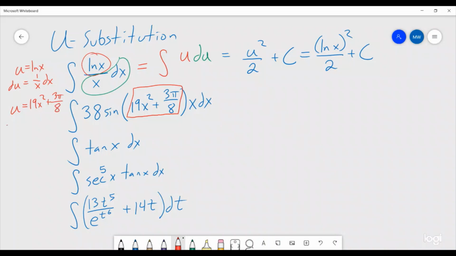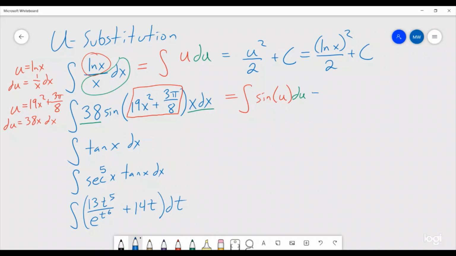And if that's the case, what's my du? Well, the derivative of 19x squared is 38x. And then the 3 pi over 8, the derivative of that is 0. So I'm looking to see if I can pull out a 38x dx. Well, here's a 38x dx. Perfect. So this is going to be equal to the integral of sine of u du.